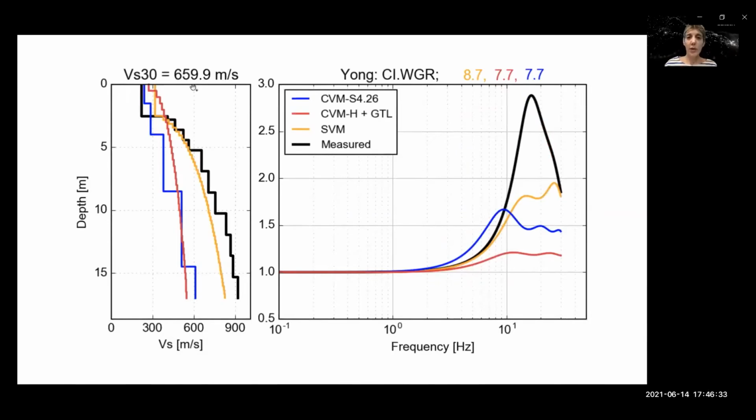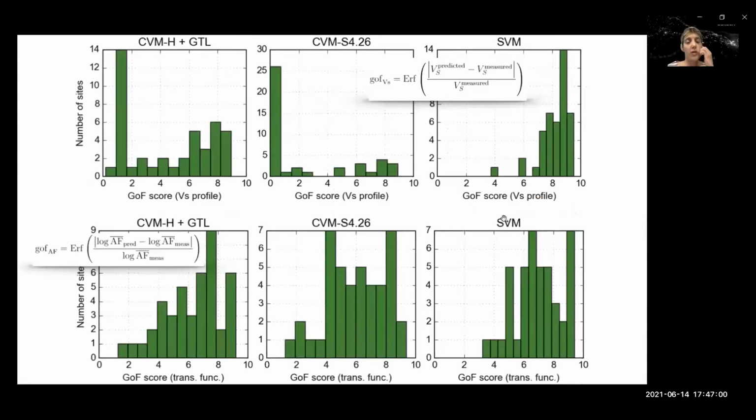Another profile example is here, VS30 of 660 meters per second. The measured profile is the black. The yellow is SVM, and now CVMS and CVMH with GTL are closer together, but they are further apart from the near surface measurements, near surface predictions of SVM, and this is reflected in the analytical transfer function.